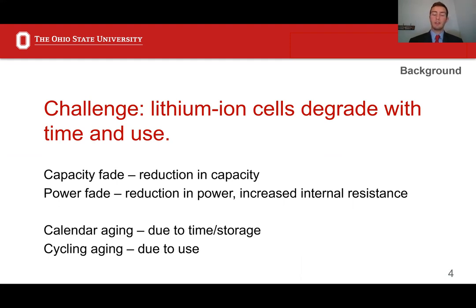Aging is observed in two main effects. These are capacity fade, which is a reduction in the capacity of the cell, and power fade, which is a reduction in the power the cell can output. In addition to this, aging occurs in two main modes. Those are calendar aging, which is a result of both time and storage, and cycling aging, which is due to the use of the cell.